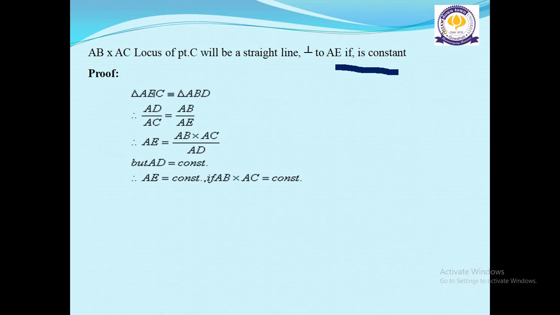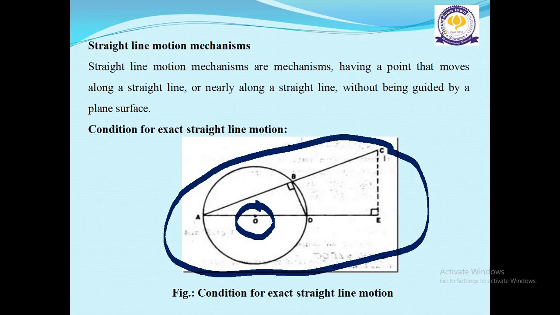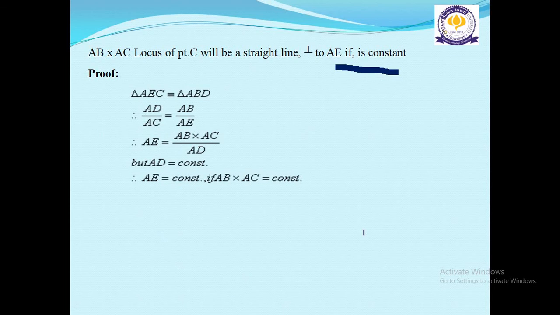Triangle AEC is equal to triangle ABD because they are both perpendicular at point B and at point E. So AB by AC is equal to AB by AE. So AE will be equal to AB into AC divided by AB. But here we can see AD is constant. Therefore, AE is equal to constant. So AB into AE is equal to constant.